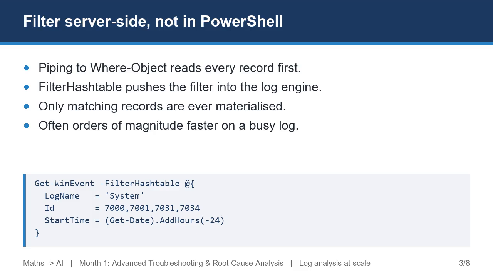The most common performance mistake is filtering in PowerShell instead of in the log engine. If you pipe Get-WinEvent to Where-Object, it reads and deserializes every single record, first agonizing on a big log. Instead use -FilterHashtable, which pushes the filter down into the logging subsystem, so only matching records are ever materialized. On a busy server that's often orders of magnitude faster. Filter at the source, always.